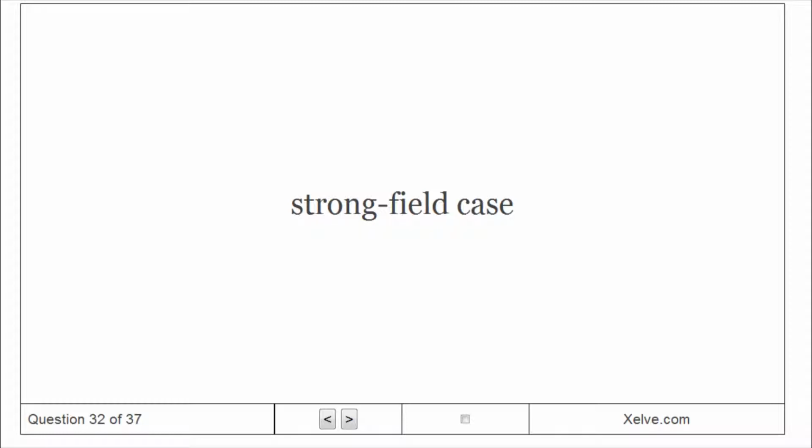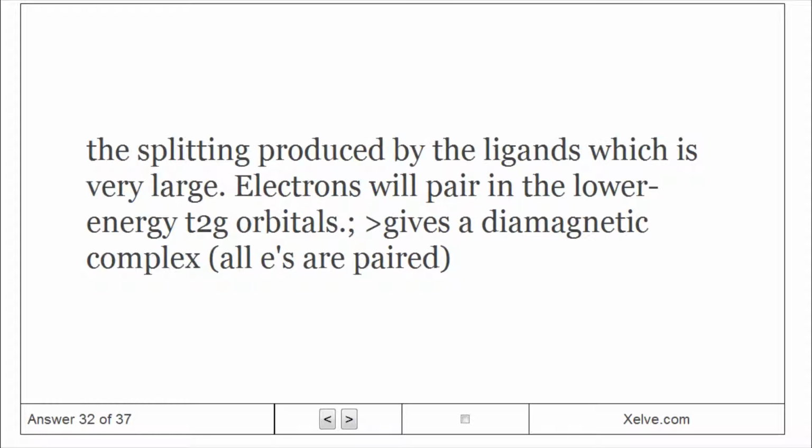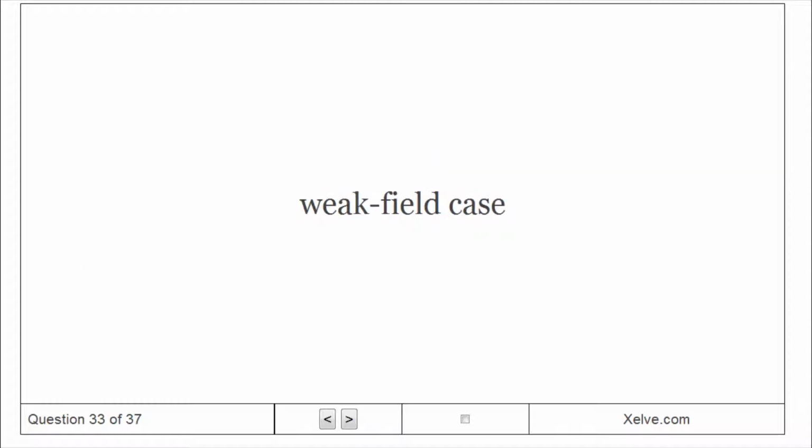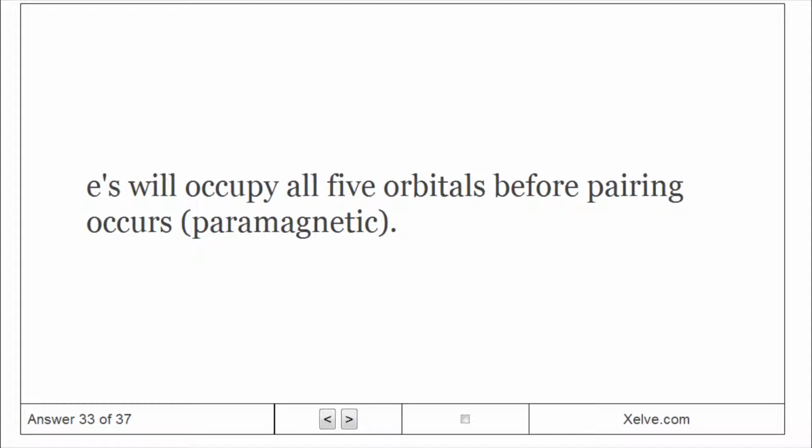Strong field case. The splitting produced by the ligands is very large, electrons will pair in the lower energy t2g orbitals, and Δ greater than the pairing energy gives a diamagnetic complex. Weak field case. Electrons will occupy all 5 orbitals before pairing occurs.